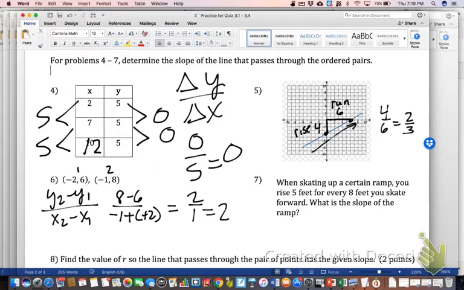Last but not least, for number 7, it says when you're skating up a ramp, you rise 5 feet for every 8 feet that you skate forward. So your rise is 5, your run is 8. That means your slope is going to be 5/8.